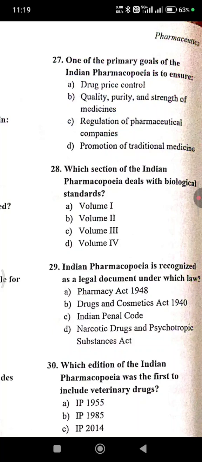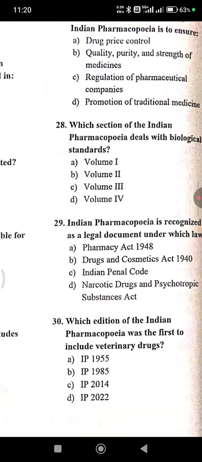Let's go to question number 29. The Indian Pharmacopoeia is recognized as a legal document under which law? That is option B, Drugs and Cosmetics Act 1940.